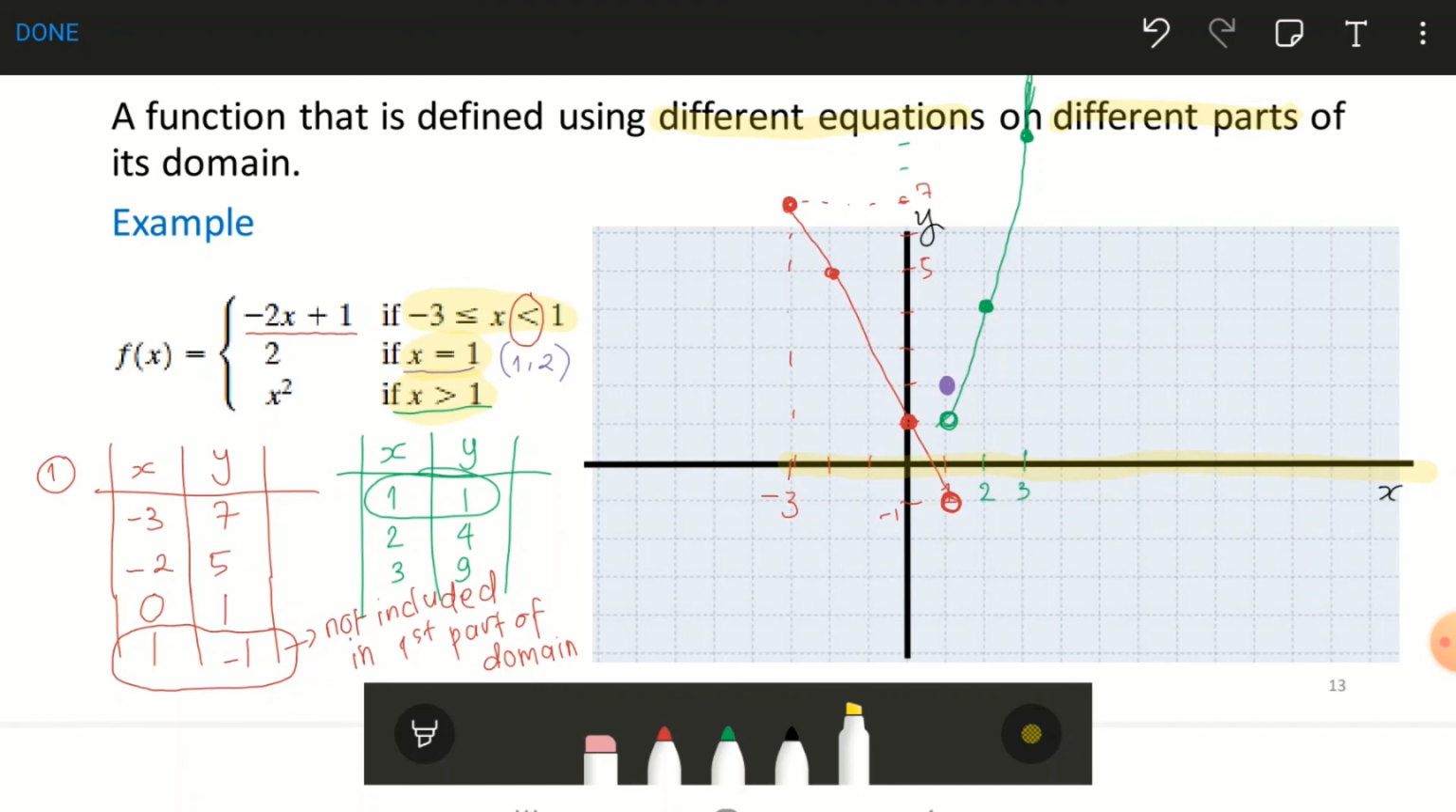Okay, so this is a piecewise defined function. If you encounter another example of a piecewise defined function, what you need to remember is to sketch the graph by doing it piece by piece, part by part of the domain.